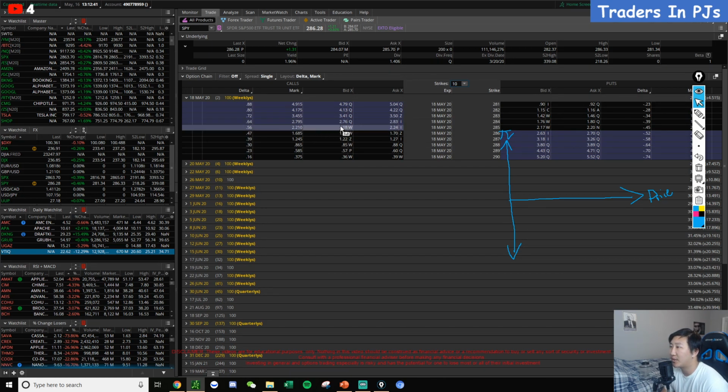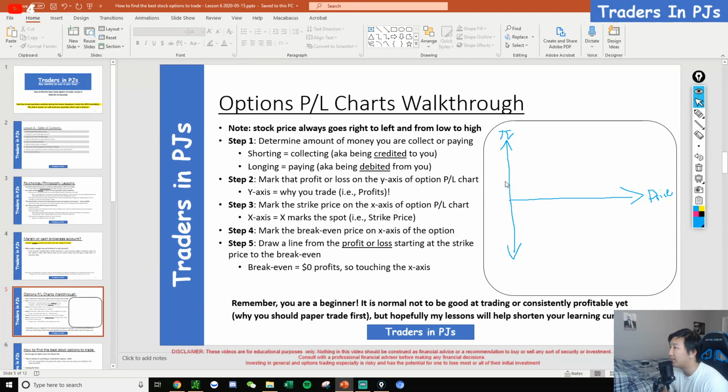Bid is what people are trying to buy it at. Ask is what people are trying to sell it at. So 2.21, so $221, or 2.21 per share because you always buy 100 shares. Let's say we're buying a call option, so let's go through this in order. Determine the amount of money you are collecting or paying. Since we're buying a call option, we are paying $221, but you always do it on a per share basis because the stock price is per share and the profit is per share.